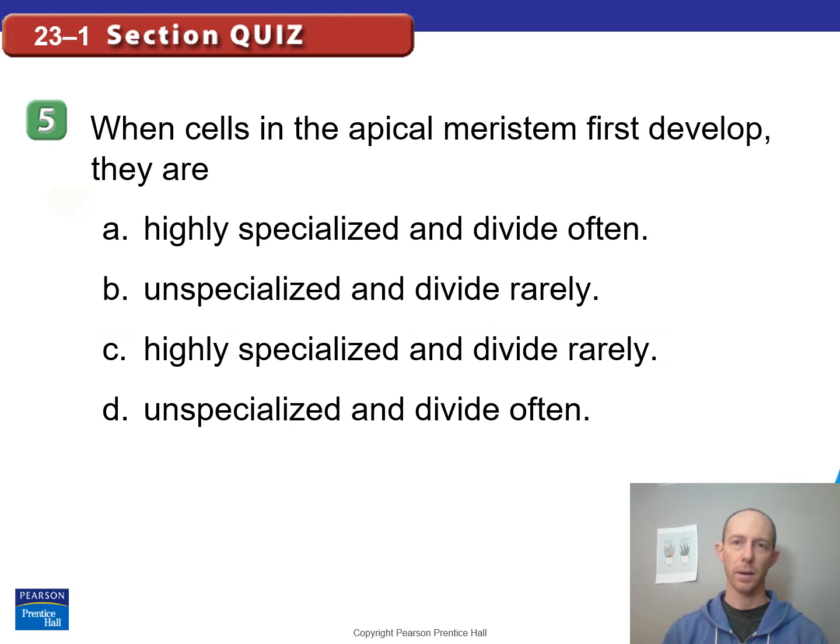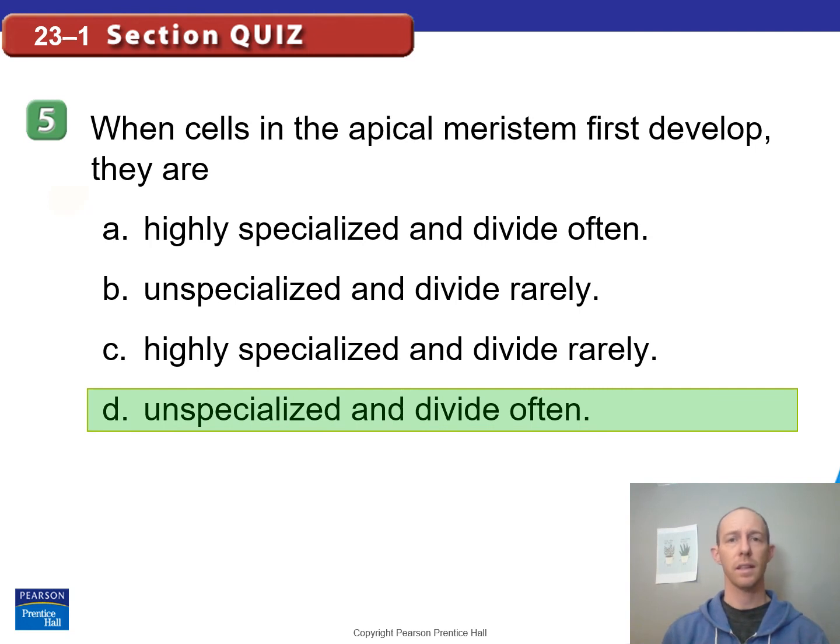So let's think about that meristem. When the cells there first show up, can you tell me about them? Are they specialized? Are they not? Are they dividing a lot? Are they not? What's the best combination of those two? That's right. D is in duck, unspecialized, and then they divide a lot. Areas of growth, so there's lots of cell division.